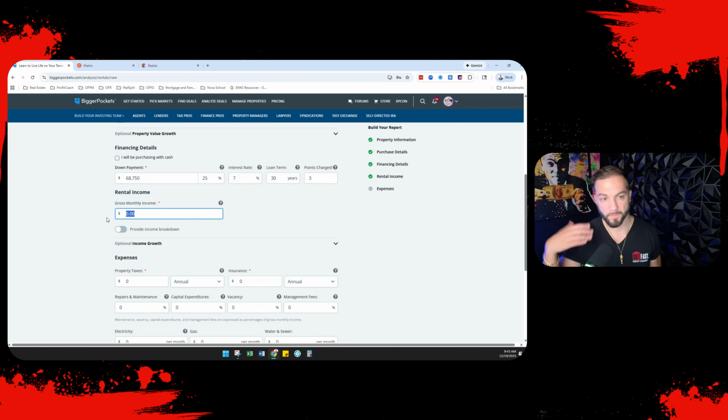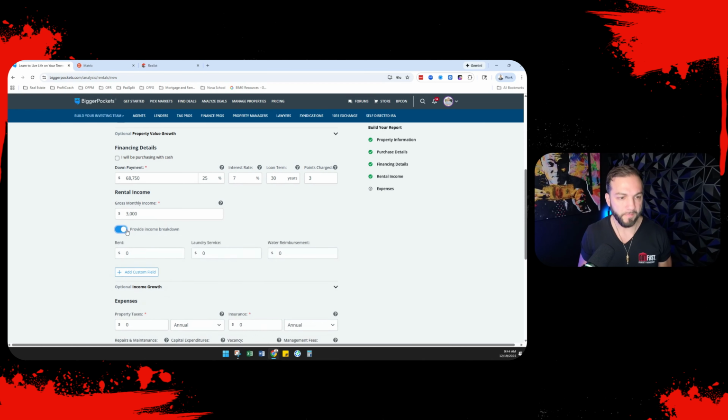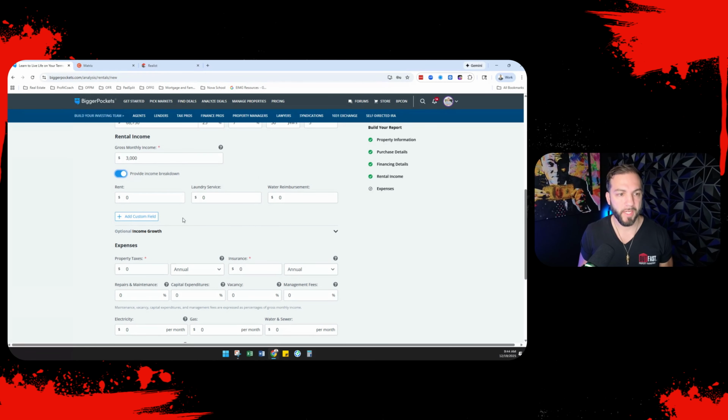Gross monthly income. This investor or agent is saying that we can get maybe $3,000 a month, which you obviously want to always verify. The agent can always look at some numbers too, but you always want to get a property manager's opinion on what's actually happening in the marketplace. And then you can break it down by income. A duplex like this, you're probably not going to have any extra sort of income on the property.